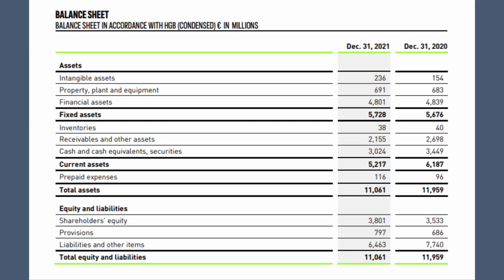Now, if we look again at Adidas in 2021, we'll see that there's more detail, but the basics are basically what I've just described. It's a snapshot of the business on the 31st of December, and it's a list of the assets and the liabilities.